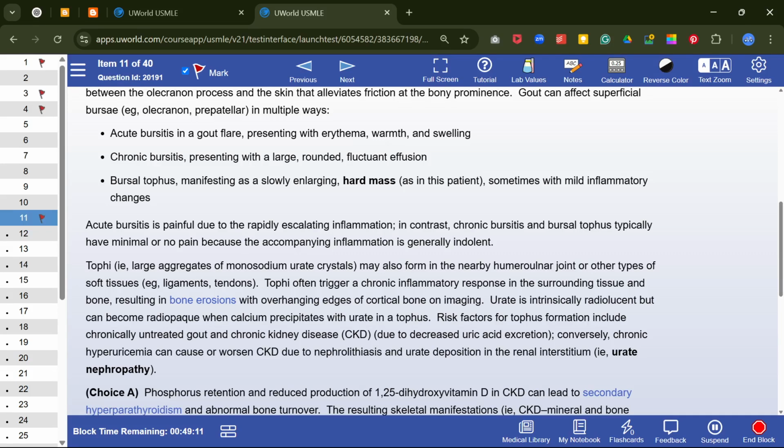Risk factors for tophi formation include chronically untreated gout and CKD, due to decreased uric acid excretion. Conversely, chronic hyperuricemia can cause or worsen CKD due to nephrolithiasis and urate deposition in the renal interstitium, urate nephropathy. Okay.